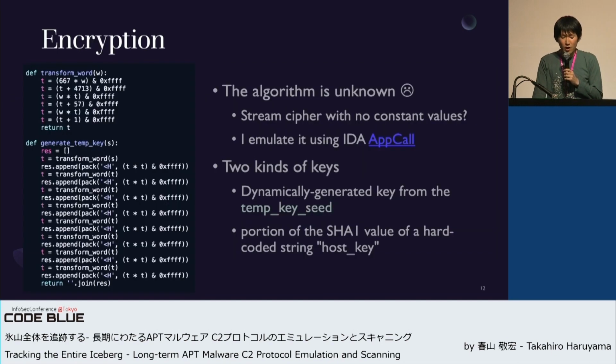Actually, the packet encryption algorithm is still unknown, so I emulated it using IDA Appcall. There are two kinds of keys. One is a dynamically generated key from the temp key seed value. This code shows the key generation. The other is a portion of the SHA-1 hash value over a hard-coded string.